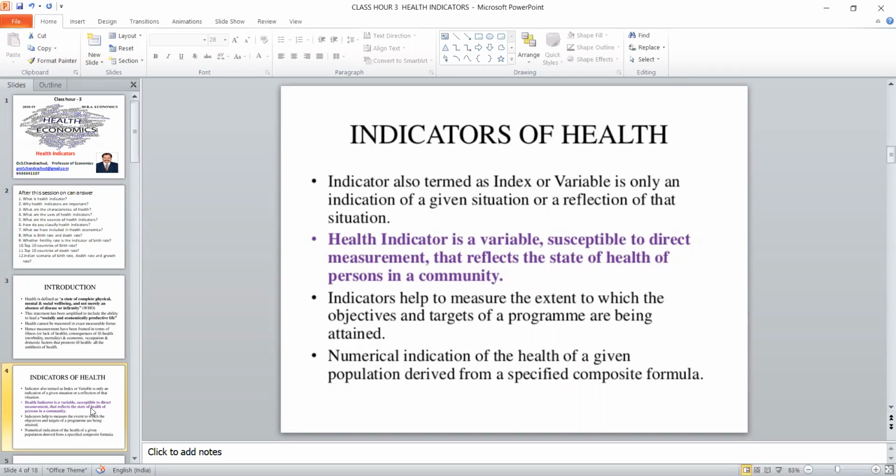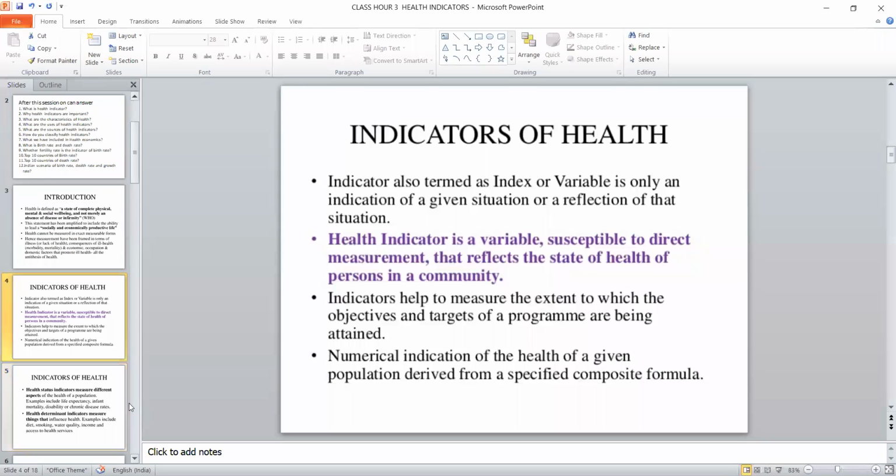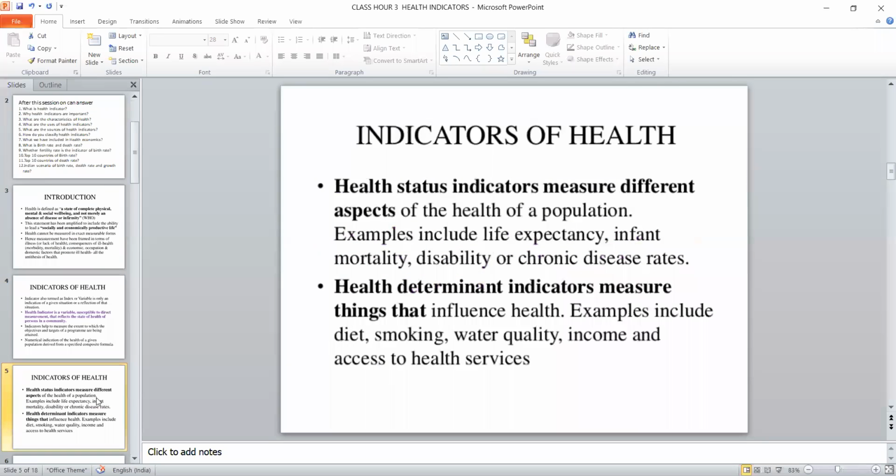Out of the four factors of production, the second factor is labor, that is the human beings. How the human beings are improved health-wise will be influenced by the physical, mental, and financial factors. All these factors will influence. So the health indicator is the right tool to analyze health economics.